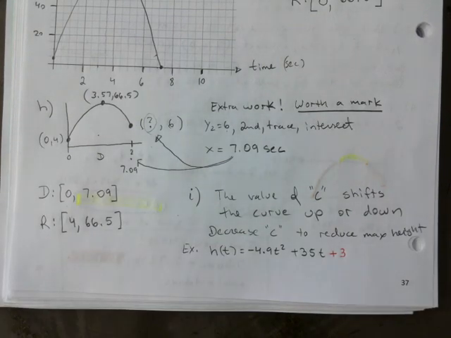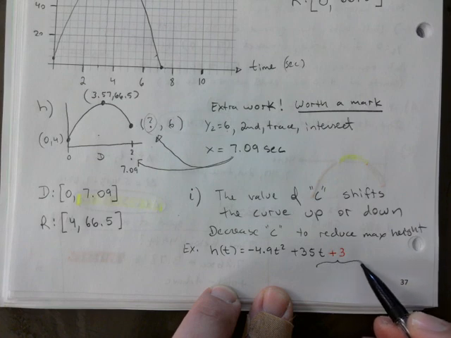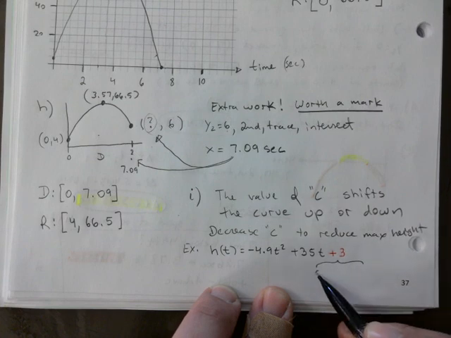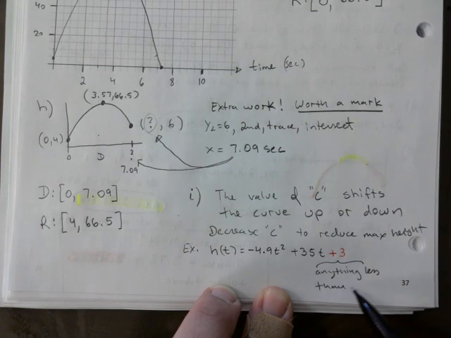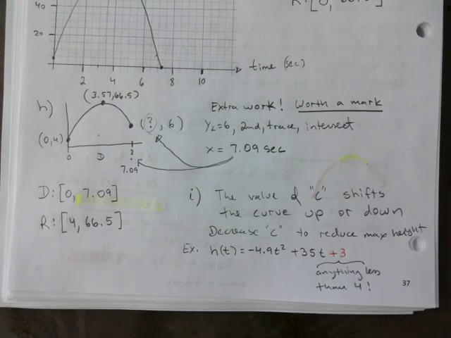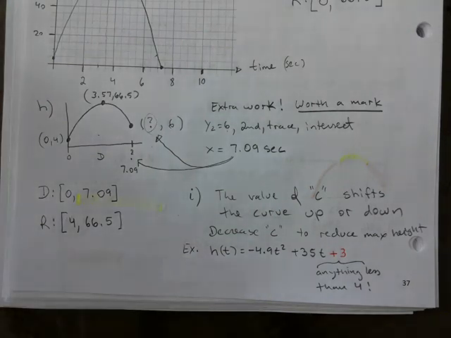Okay. And I will make a little note here. Anything less than 4, right? Anything less than 4 will do the trick. Because if you had put down plus 3.9999, the maximum height will be lower, right?